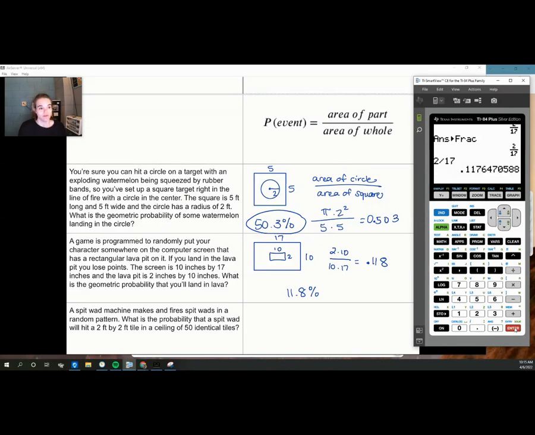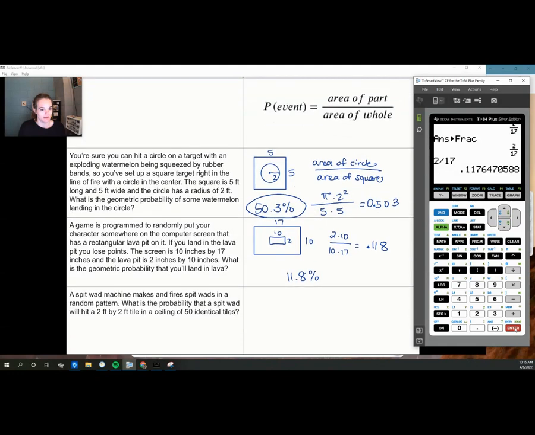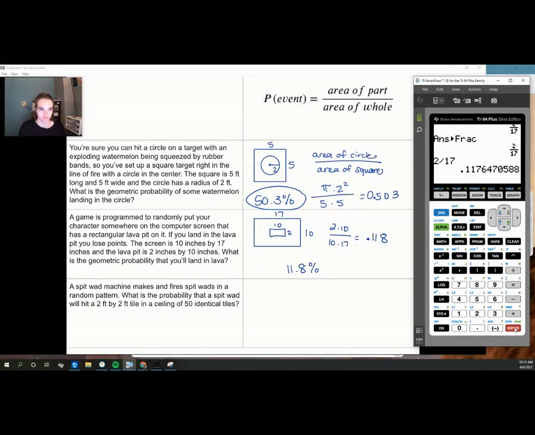It's a good idea to pause the video, try example 3 on your own, and then see how you did on it, okay? All right, a spit wad machine makes and fires spit wads in a random pattern. It's kind of gross, actually. What is the probability that a spit wad will hit a 2 by 2 foot tile in a ceiling of 50 identical tiles? So the area of the part is going to be our 2 by 2, okay?